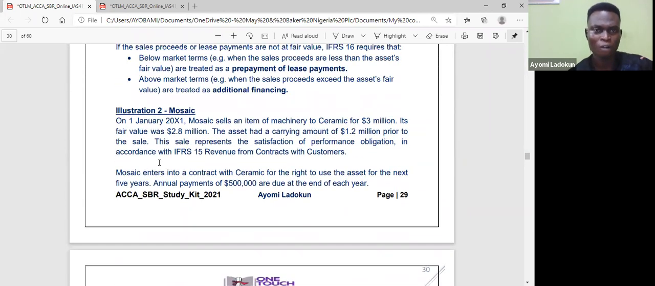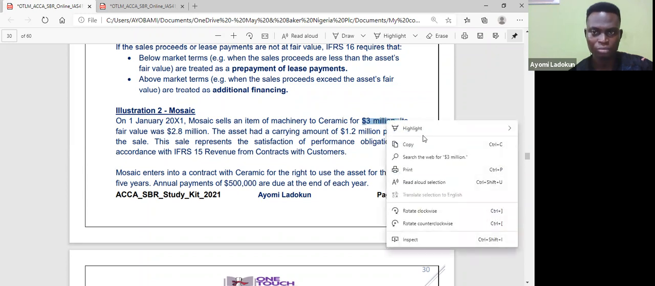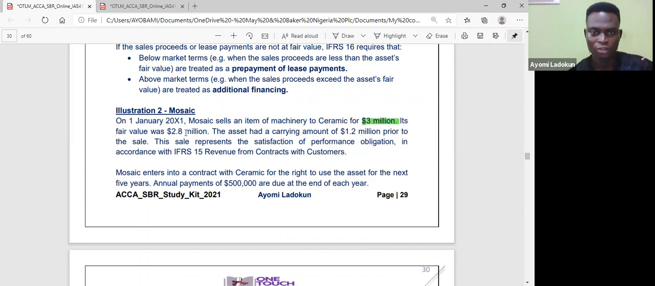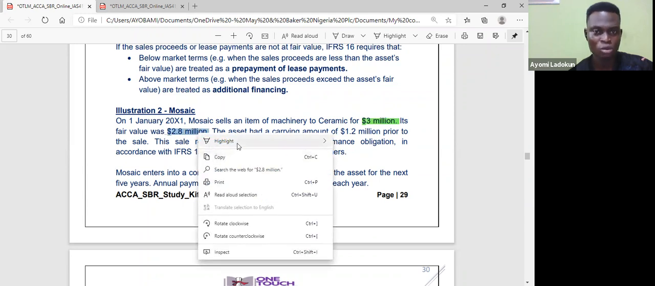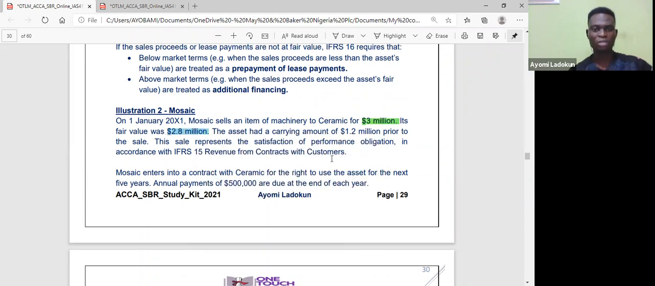So let's see. On 1st January 20X1, Mosaic sells an item of machinery to Ceramic for 3 million. Its fair value was 2.8 million. Can you see that? I sold it for 3 million, but the fair value was 2.8. So I sold above the fair value. The difference between the two I take as additional finance. The asset had a carrying amount of 1.2.